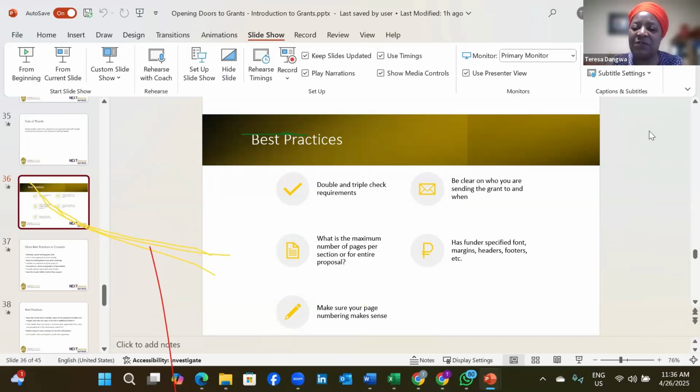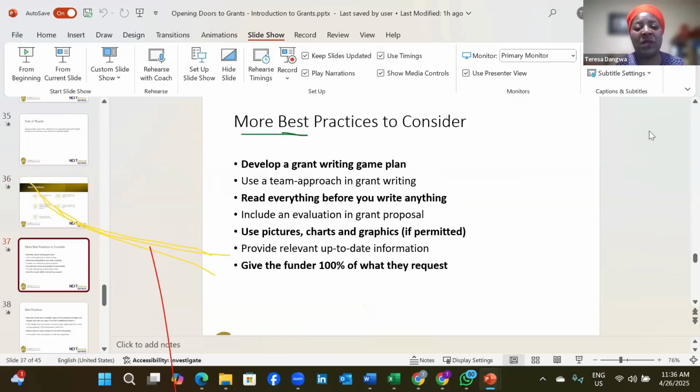Also look to see if the funder has specified a specific font in your writing. Have they specified specific margins, or if they ask you to put some headers and footers, make sure if they have given that, it's important to them, so make it important. There is nothing the funder is asking you that you can say, oh, this is not that important. If they put it in, it's important to them, so you have to respect that. Some more best practices: develop a grant writing game plan way before you need to write a grant. Use a team approach in grant writing.